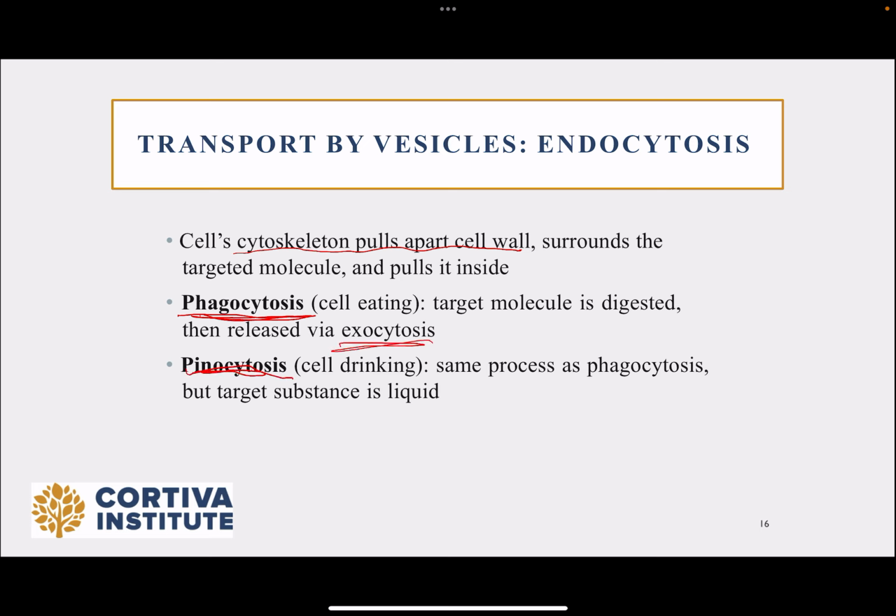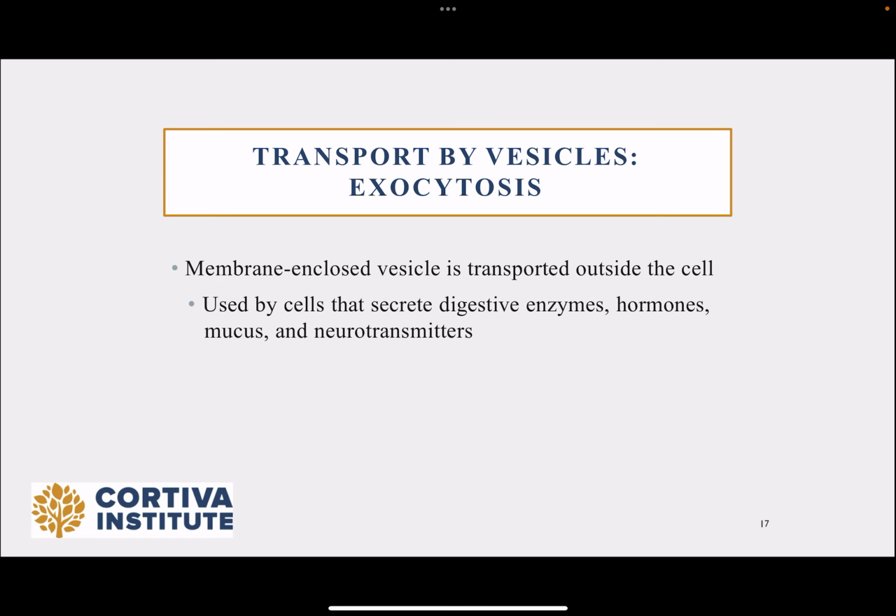However, pinocytosis is cell drinking, right, which is a similar process to phagocytosis in that the cytoskeleton is going to pull apart the cell wall, but the target substance specifically is liquid, right? So with pino, think wino, like wine, right? And then phagocytosis is, of course, eating. Pinocytosis is cell drinking, right?